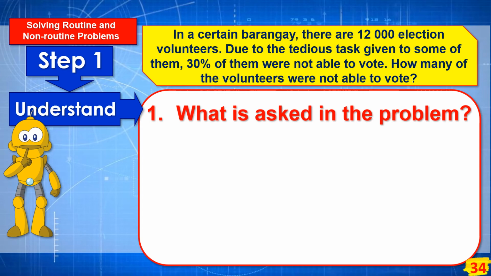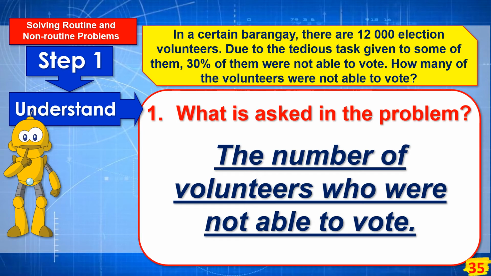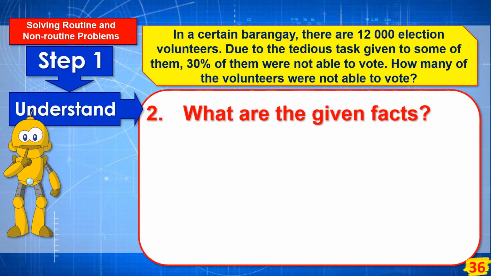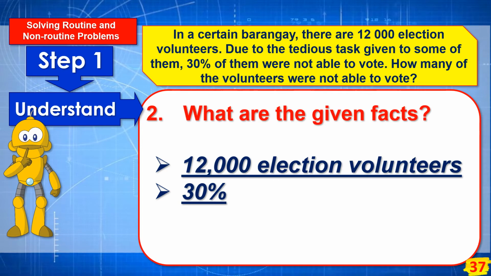Step 1, understand what is asked in the problem. If your answer is the number of volunteers who were not able to vote, you are correct. Next question will be, what are the given facts? The given facts based on the word problem are 12,000 election volunteers and 30%.